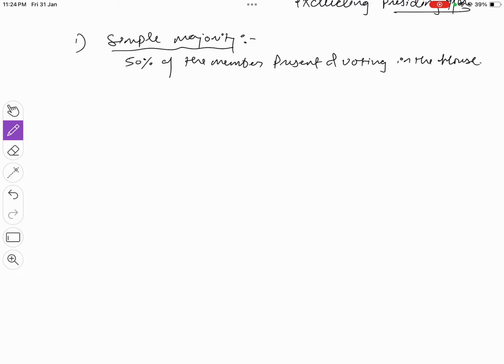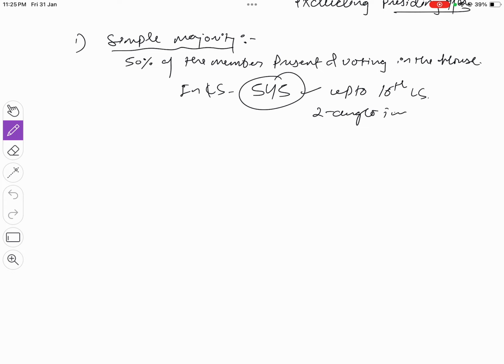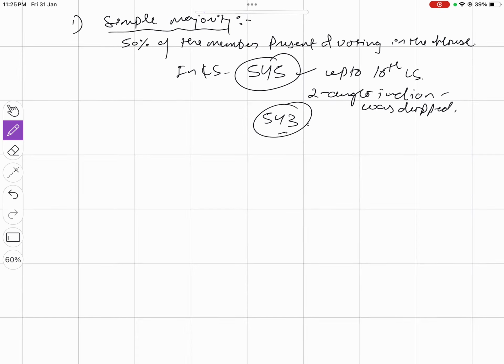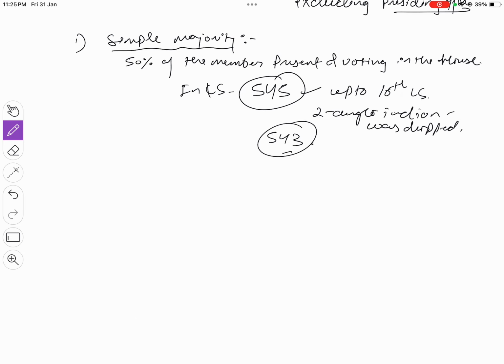Suppose, for example, in Lok Sabha, we know that we had 545 members in total up to the 16th Lok Sabha. After that, the two Anglo-Indian seats were dropped. Now we have 543 members in Lok Sabha. So this number 543 is the basis for simple majority. We need 50% of members present and voting in the house.